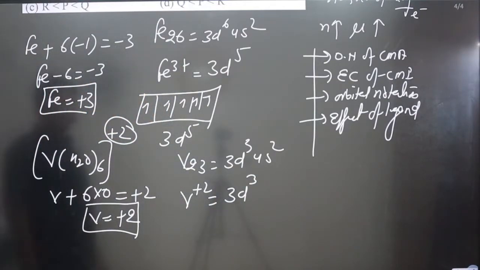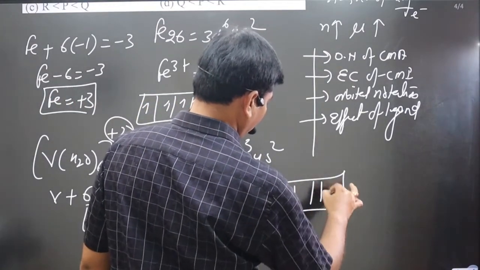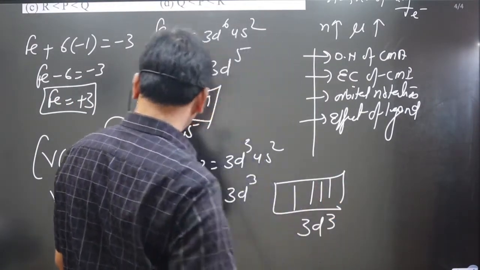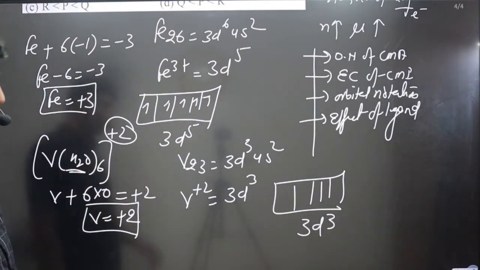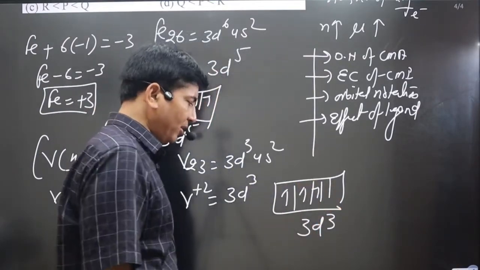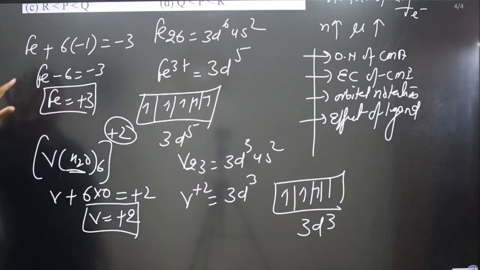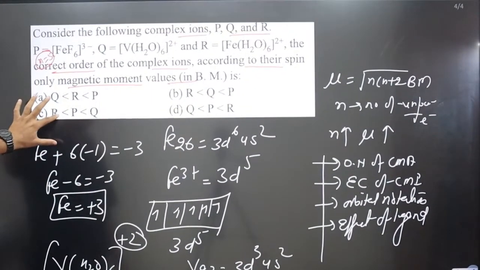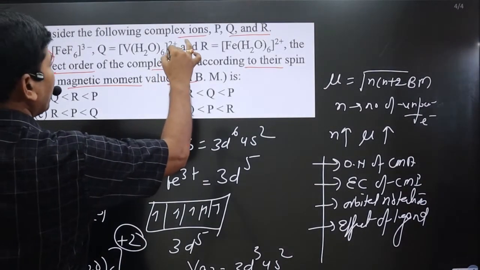3d3. Now we go for the orbital notation. Orbital notation for 3d3, and again you consider the effect of the ligand. Water is a weak field ligand, meaning we have 1, 2, 3, with no pairing of electrons. In this case the central metal ion has 3 unpaired electrons.